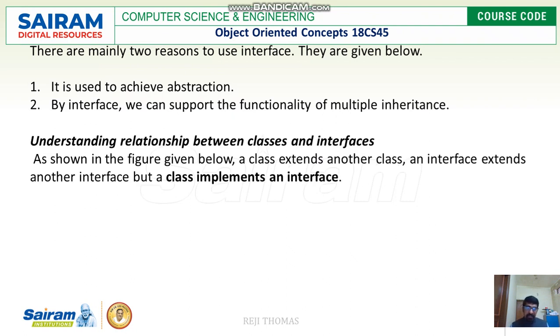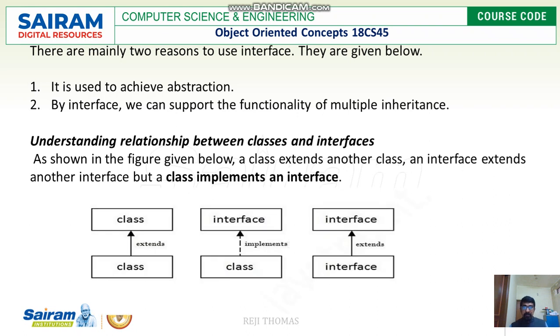Before we see the examples, let us see the different places where we can use an interface. Normally there are two uses. One is, as we have seen, to achieve abstraction. The second is to support a functionality called multiple inheritance, which a class cannot provide. Java does not support it using a class, but through an interface we can have multiple inheritance. That means a class can inherit properties from multiple classes.